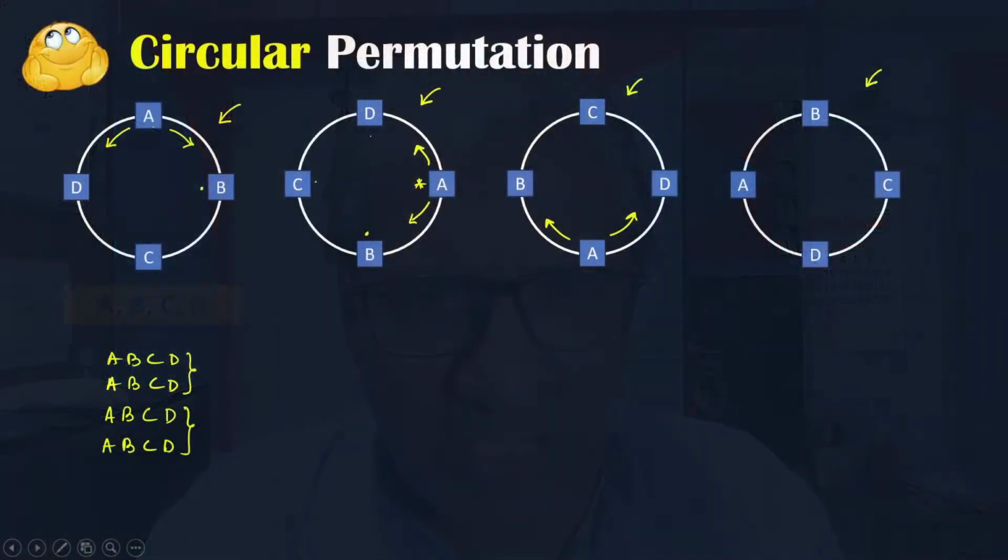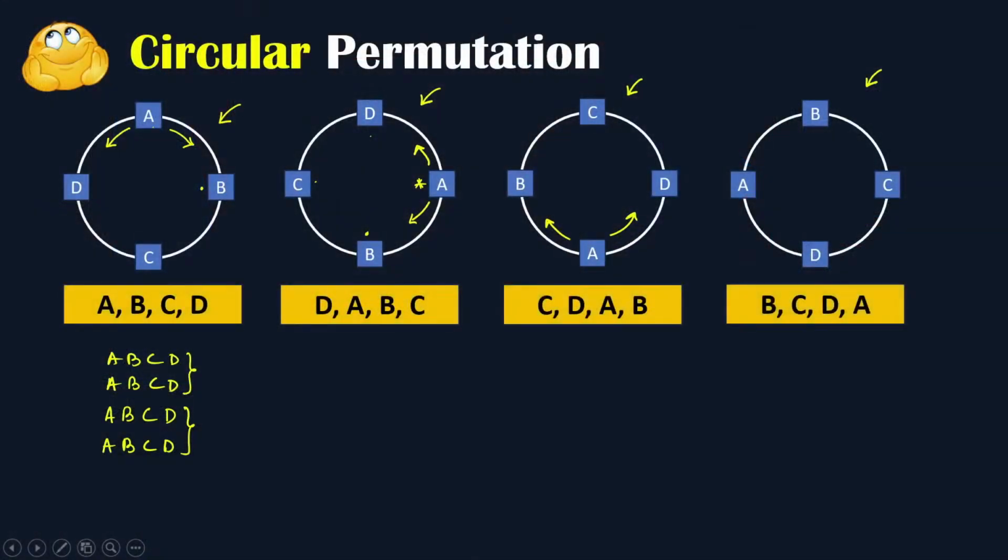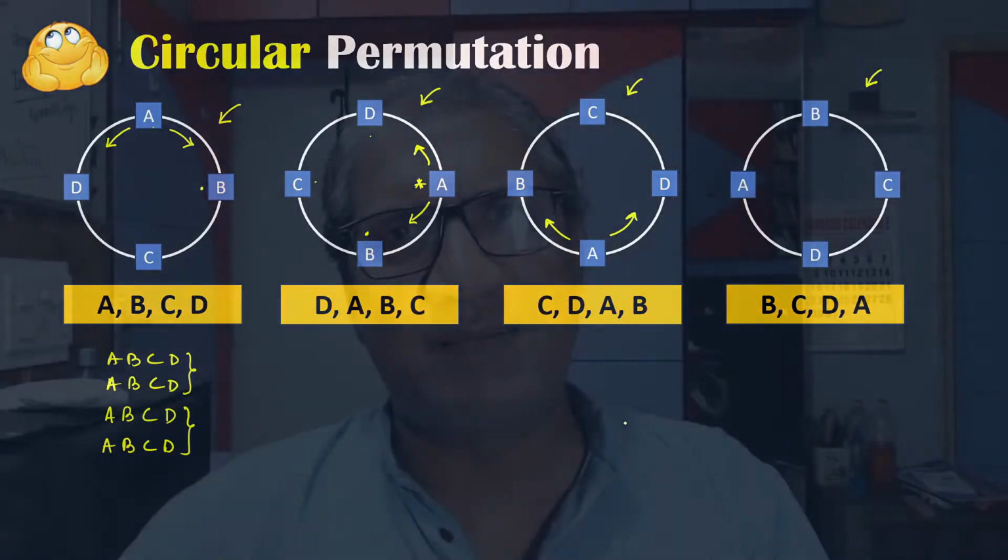But think about it. If this had been a linear permutation, what would happen? See this one? These 4 permutations, they are different when linear permutation is concerned. A, B, C, D, D, A, B, C, C, D, A, B, B, C, D, A, they are all different arrangements in case of linear permutation, but in case of circular permutation, they are all the same.